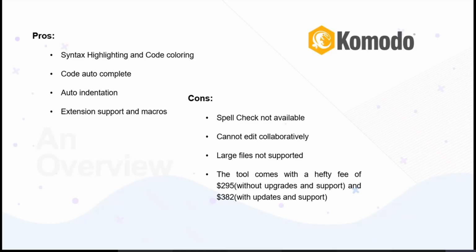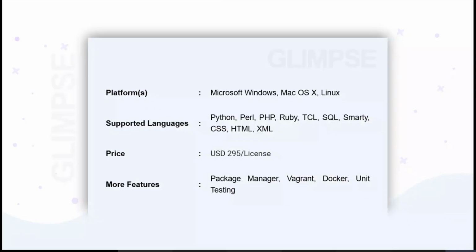Spell check is not available, you cannot edit collaboratively, and large files are not supported. The tool comes with a hefty fee of $295 without any upgrades and support. And if you want upgrades and support as well, then the cost rises up to $382. Presently, it can be even more as well. So these are the main drawbacks.